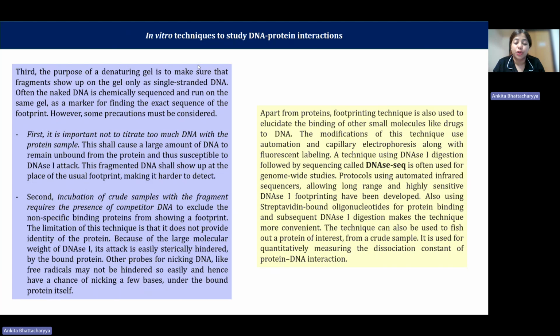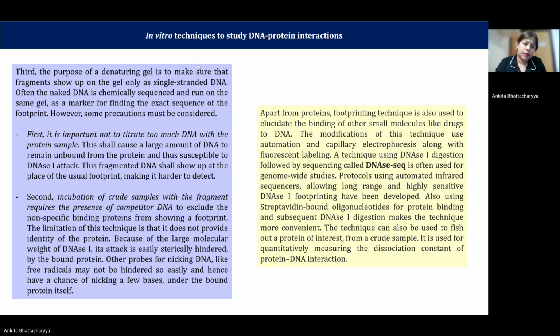And protocols using automated infrared sequencers that allow long range and highly sensitive footprinting have also been developed. Also, using streptavidin-bound oligonucleotides for protein binding and subsequent DNA digestion makes the technique very convenient. It can also be used to fish out a protein of interest from a crude sample. It can be used for quantitatively measuring the dissociation constant of the DNA-protein interaction.